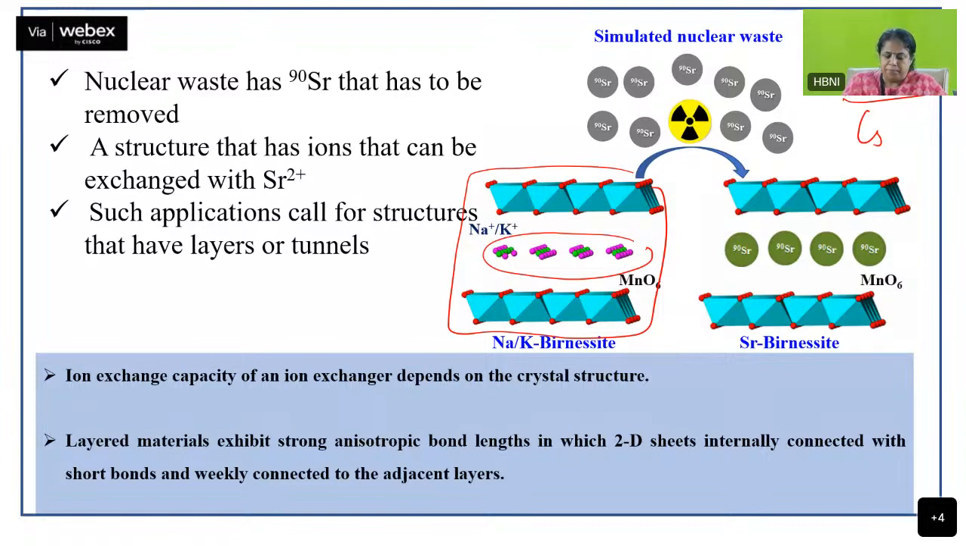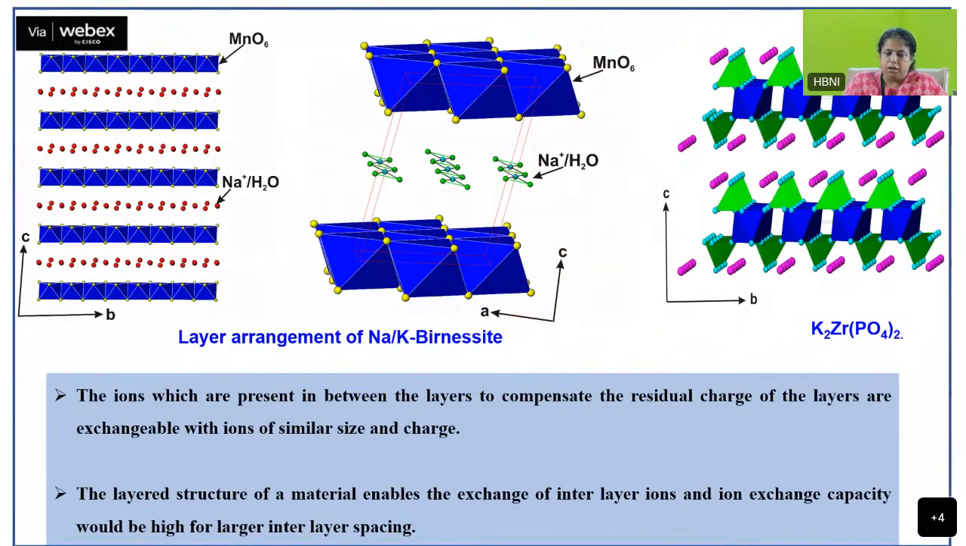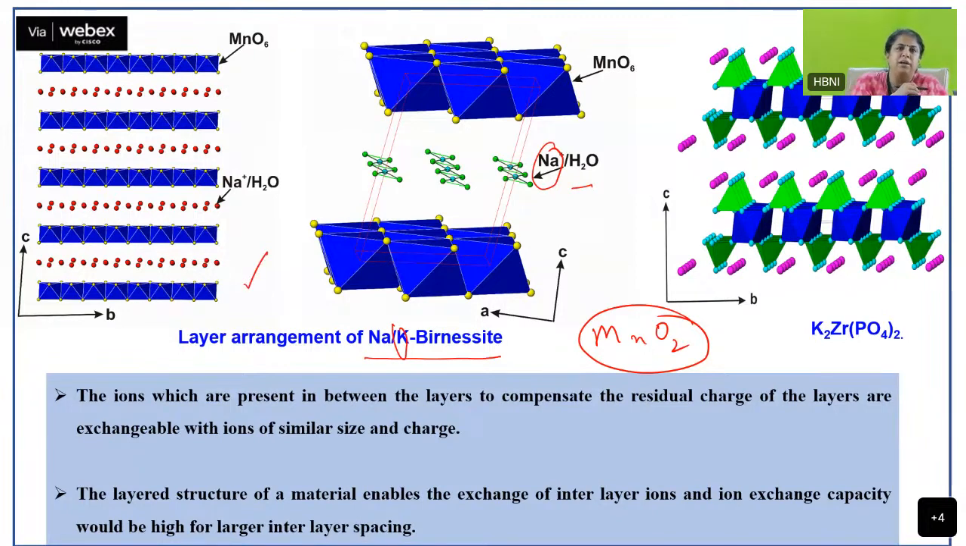So this is one such material, which is called sodium or potassium birnessite. It is nothing but a type of MnO2, one of the polymorphs of manganese dioxide. What is the structure? It has layers of MnO6 octahedra, and in between these layers we have sodium ion or potassium ion or both, along with water molecules for the stabilization of the structure. So this is how your structure looks.